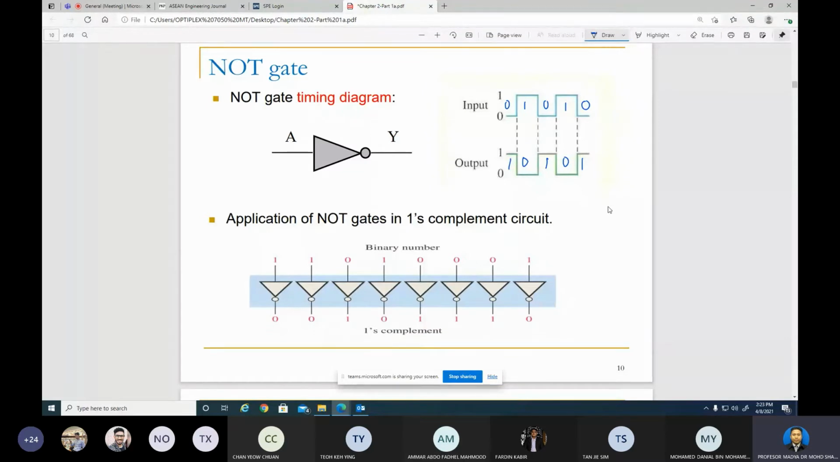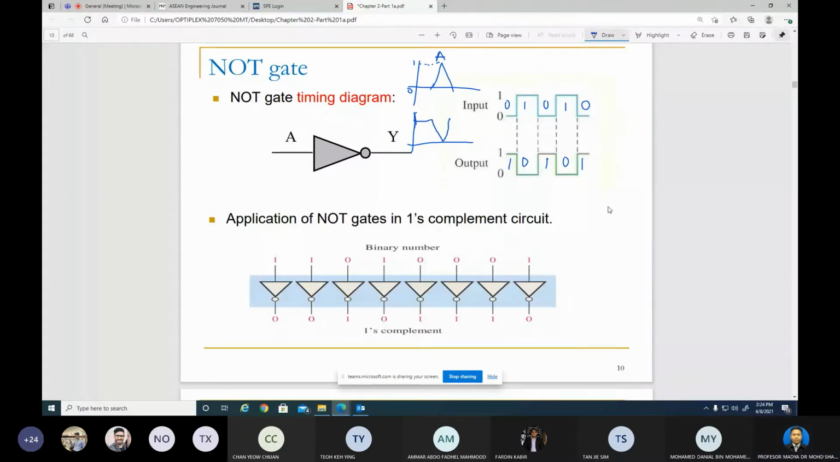For example, if we have the figure, we have the graph here. This is the graph for A, and for example we have 0 here. If we have the complement of A, that means we have the inverter of A, so the output will be like this.